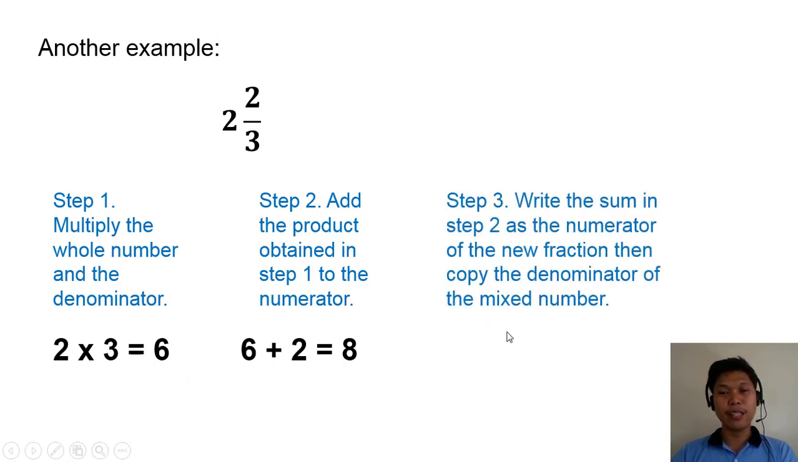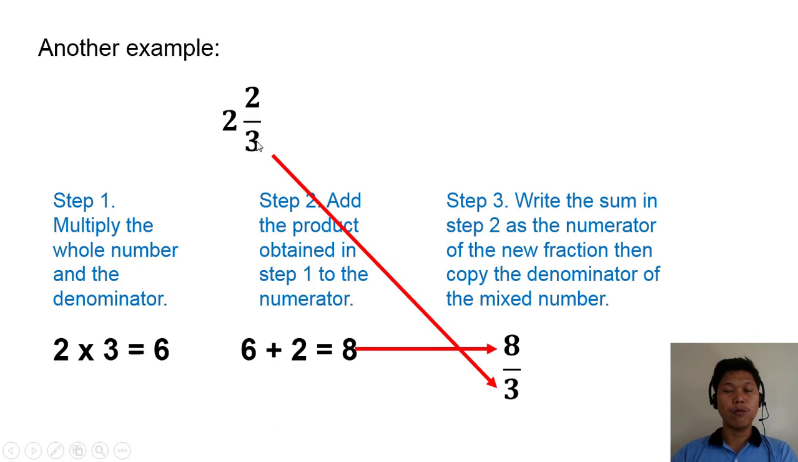And we got this 8. Sulat natin ng 8. And then, kopyahin natin ang 3. We have 8 thirds. So, the equivalent fraction or the improper fraction form of this 2 and 2 thirds na mixed number is 8 over 3.